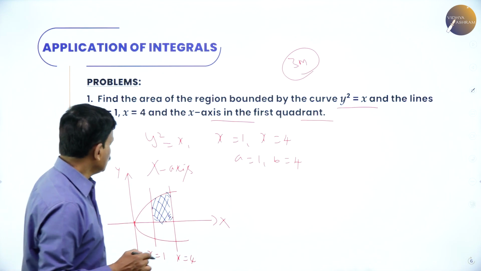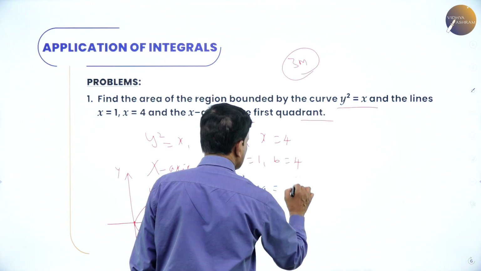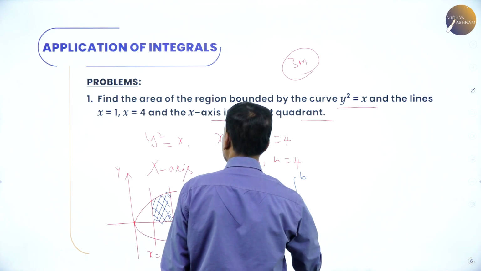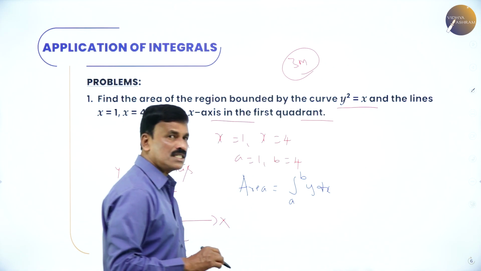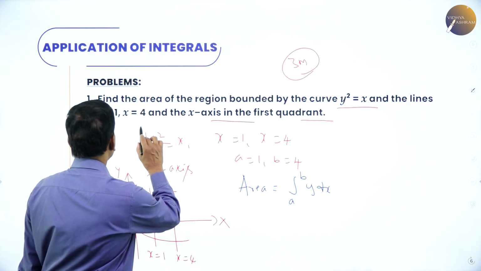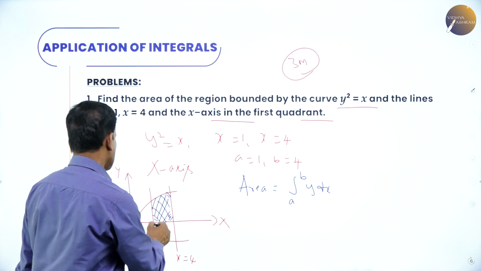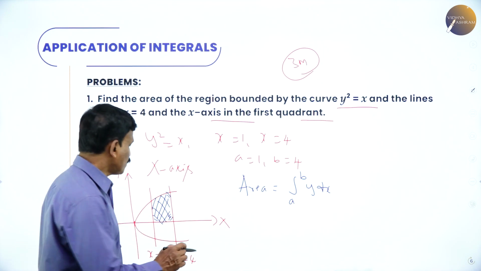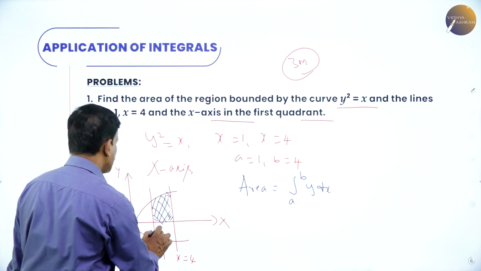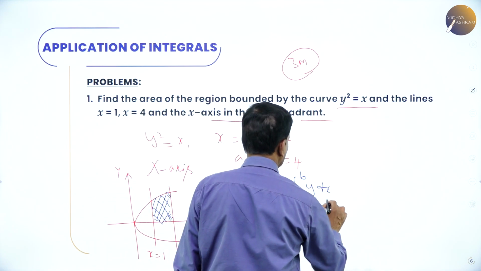Right. Now here area is equal to integral a to b, what is the formula? y dx. Right. Now, what is the problem given? Find the area bounded in the first quadrant by the x-axis. In the first quadrant means, the area bounded by the curve in the first quadrant means just determine the area of this shaded region. So, that's equal to integral a to b y dx.